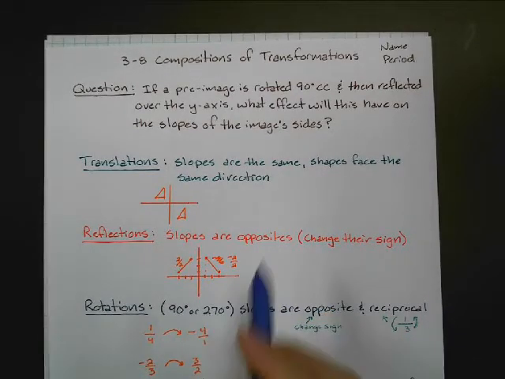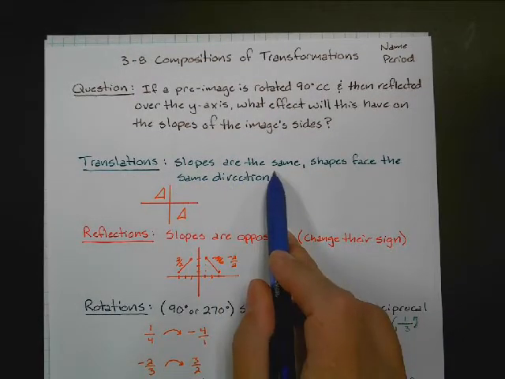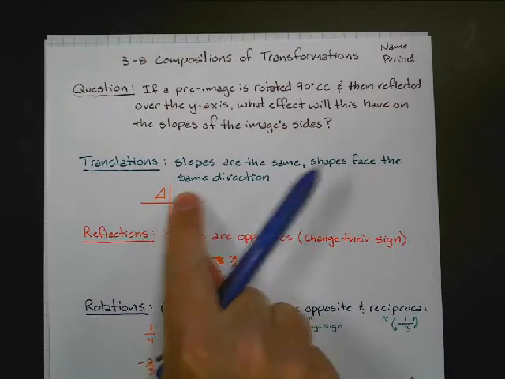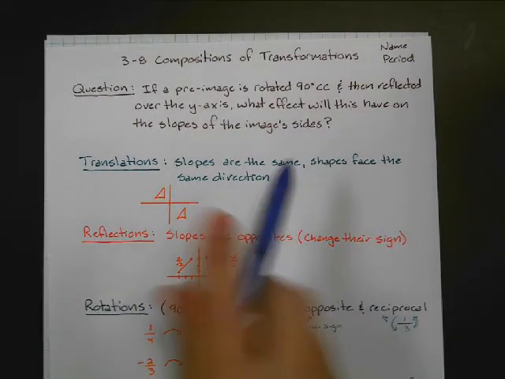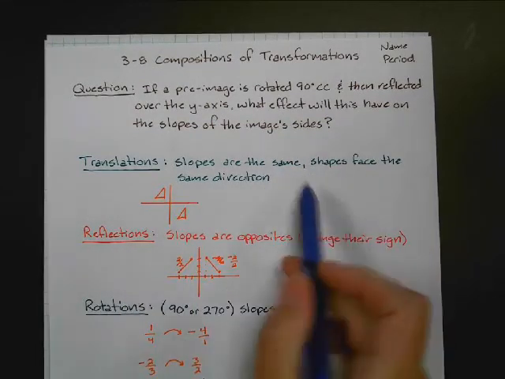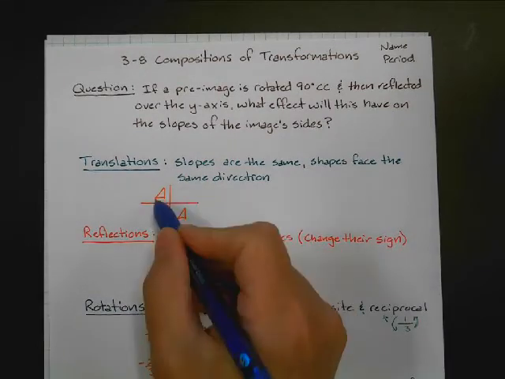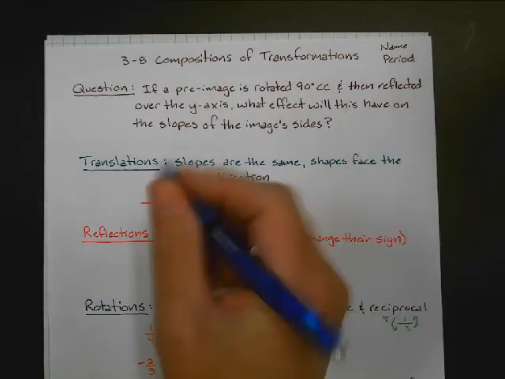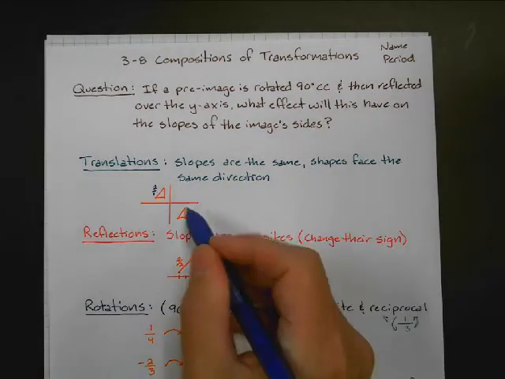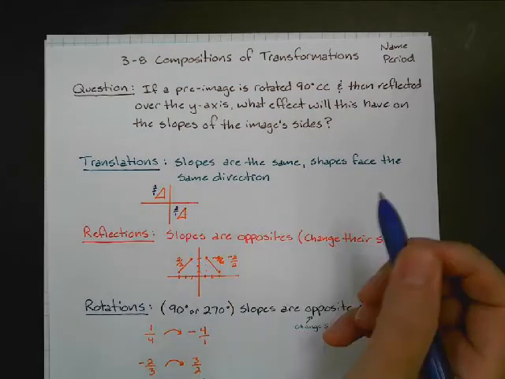The first one's pretty simple. With a translation, the slopes are just going to stay the same. Remember, translations are where we just take our finger on it and move it up and down, left or right. For this one, it looks like we're moving it over to the right and then down. What we notice is that the shapes are still facing the same direction. So over here, if I had a slope of, I don't know, call that 2/1, then this one over here would still have a slope of 2/1.